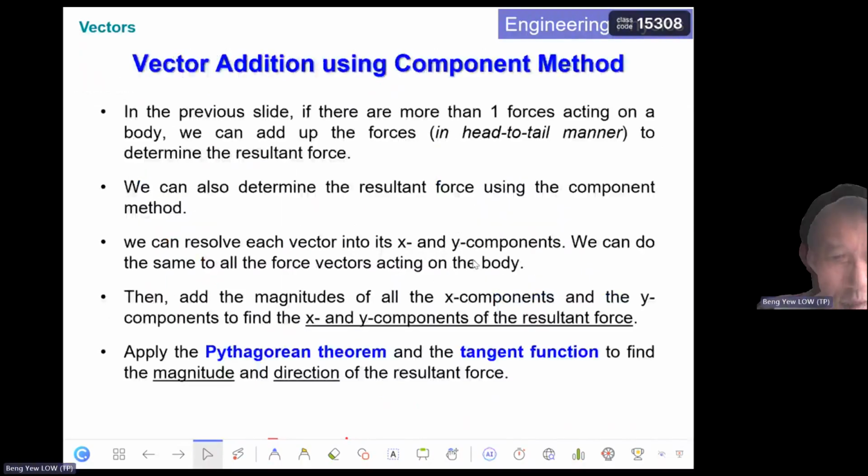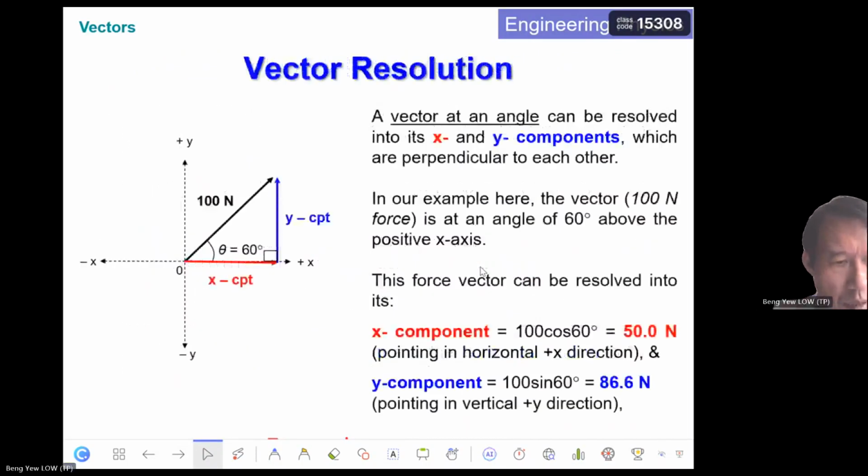The second method is the component method. In this method, we resolve all forces that we wish to add into their x and y directions. Then we add all the x components and y components together separately. The resultant vector can be found using the Pythagorean theorem and its direction using the tangent function. Let's find out how to resolve vectors into their x and y components.